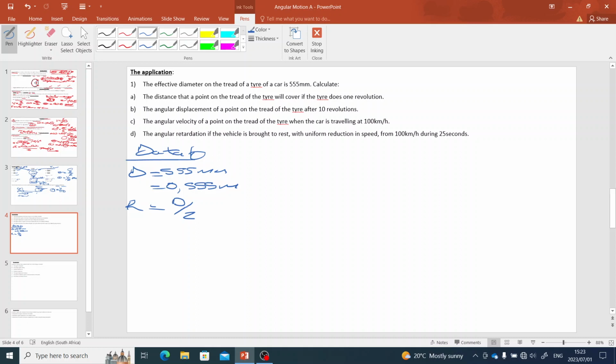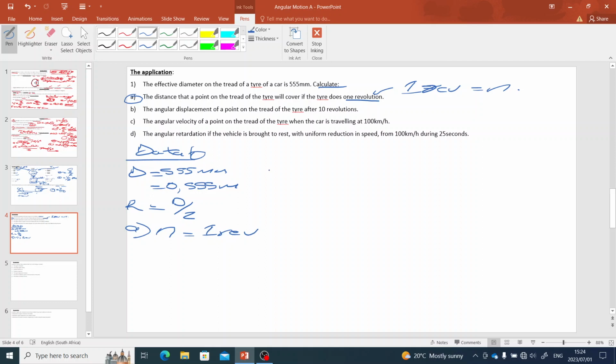Now, question A says, calculate the distance that a point on the tread of the tire will cover if the tire does 1 revolution. Now we are given the added information that n, the revolutions, is 1 revolution. For number A, we are given n, it is 1 rev, for revolution. Now they want us to calculate the distance.